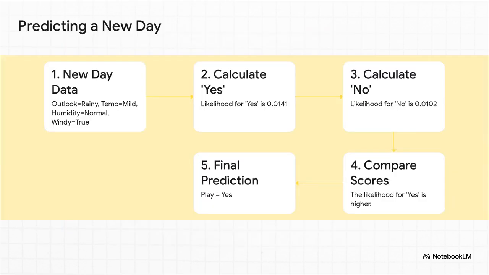So how does this actually play out? Well, imagine we have a new day. The algorithm calculates two competing scores. First, it calculates the likelihood of yes by multiplying together all the probabilities for each weather condition based on all the past days we said yes. Then it does the exact same calculation for no. Whichever score turns out to be higher wins. And in this case, the likelihood for yes just edges it out. So the prediction is yes.